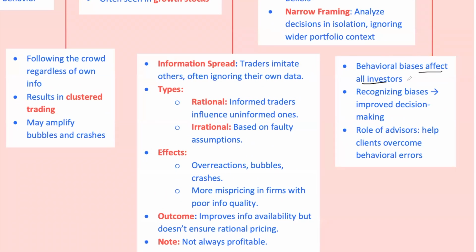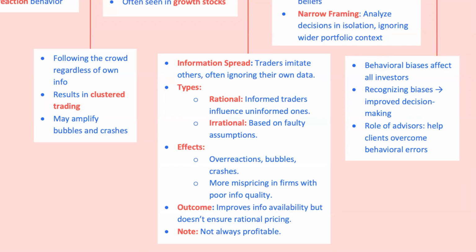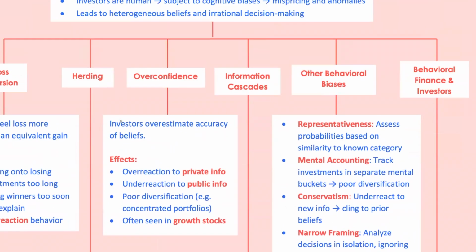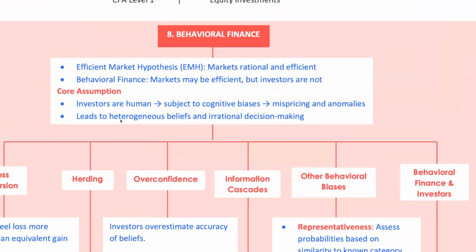And if you can learn to spot when you're being emotional, irrational, or overly confident, you can start making better decisions. That's powerful stuff, not just for passing CFA level 1, but for your entire career in finance. I hope this section hit home for you, because at the end of the day, markets may aim for efficiency, but they're driven by human beings. And humans, we're anything but perfect.